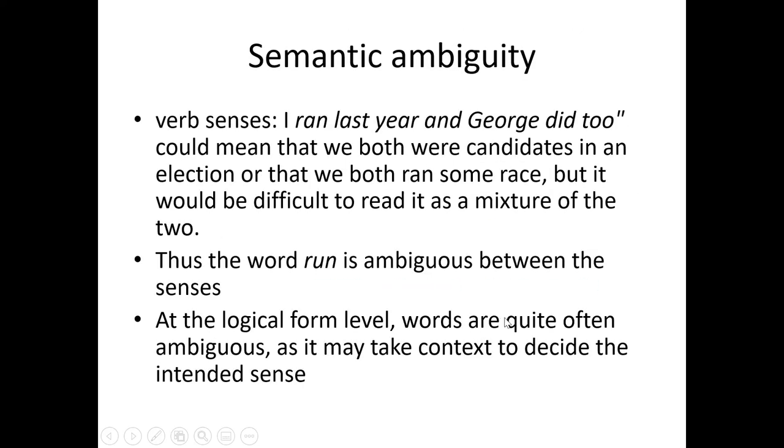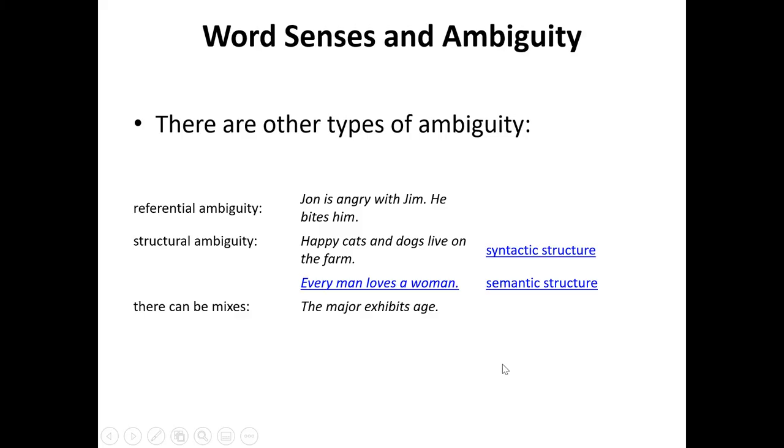At the logical form layer, words are quite often ambiguous, as it may take context to decide the intended sense. Like lexical ambiguity, semantic ambiguity, there could be a referential ambiguity, like John is angry with Jim, he bites him. Now who bites? That "he" relates to whom? That is the reference. Same thing, structural ambiguity: happy cats and dogs live on the farm. So this is a syntactic structure which is ambiguous.